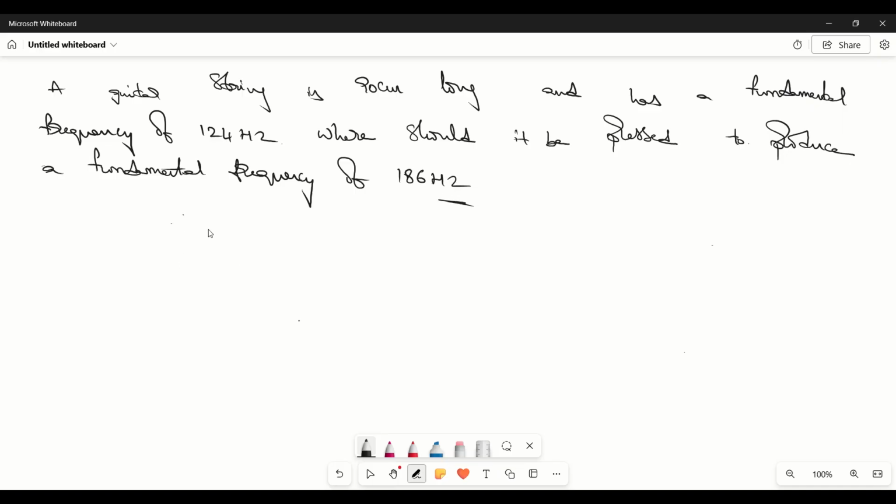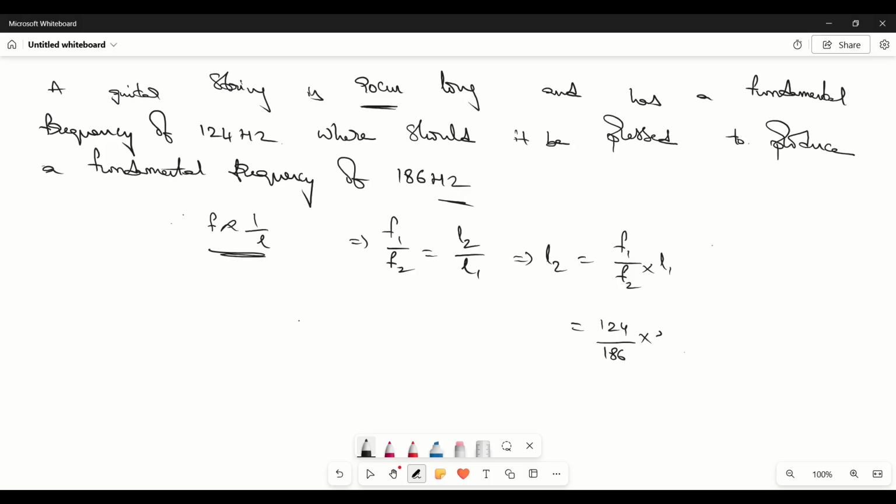As we had seen in the first law, frequency is inversely proportional to length. Then we can write f1 by f2 is equal to L2 by L1. Let's substitute the values so that we can find L2 equal to f1 by f2 into L1. So 124 by 186 into length of the string, which is 90 centimeters. So here we get 60 centimeters. So this represents the length at which we have to press so that it vibrates with a fundamental frequency of 186 hertz. Take a screenshot. We'll continue.